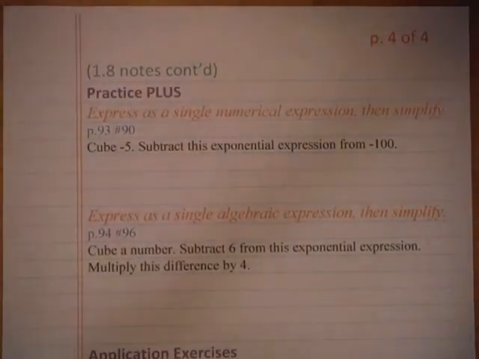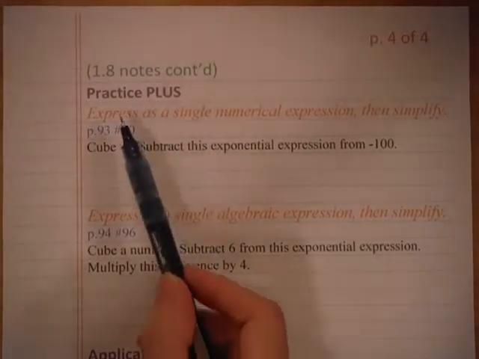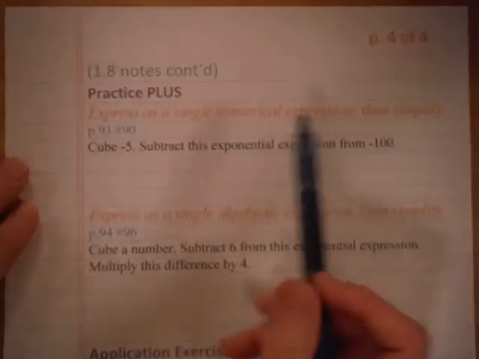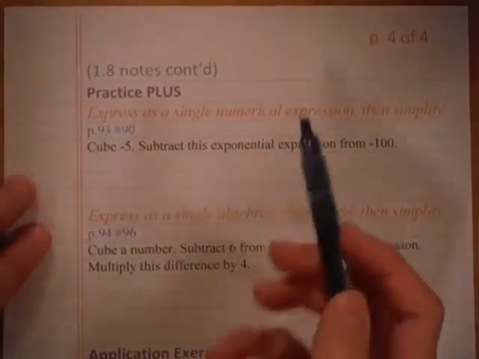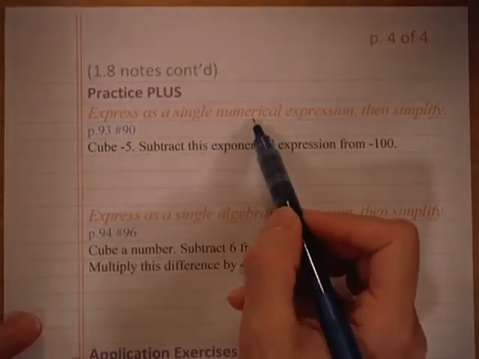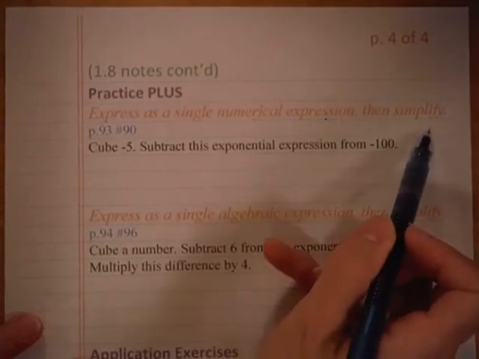Right, we're going to finish at 1.8 with some translation. That shouldn't be too much of a surprise here. The practice plus, we're going to take what we are learning about exponents and order of operations and practice some translation. So instructions say express as a single numerical expression, then simplify.